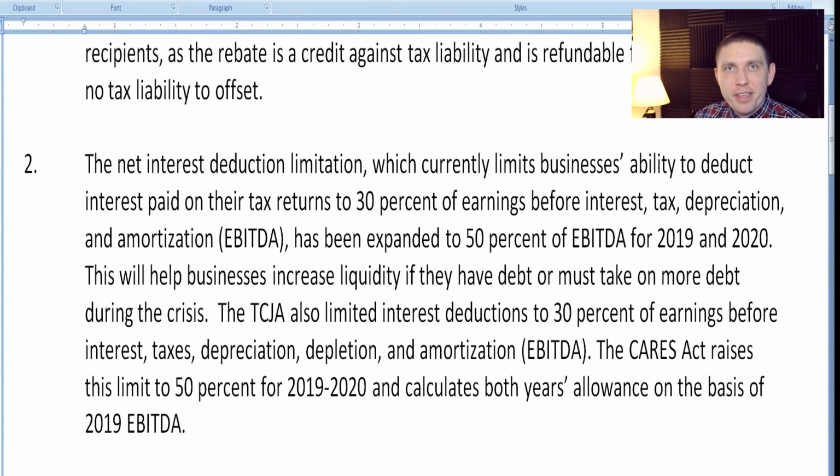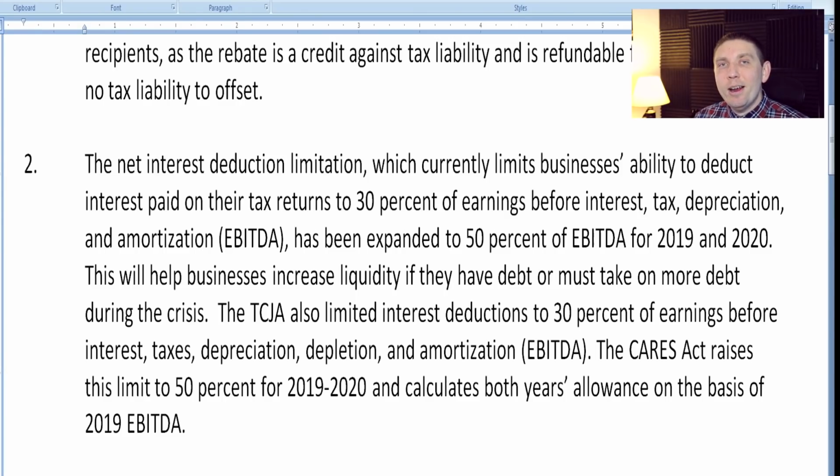With the Tax Cuts and Jobs Act, they limited the amount of interest one could deduct to 30% of their EBITDA. EBITDA stands for, I know it's a fun word to say, right? Earnings before interest, taxes, depreciation, and amortization. So that's EBITDA. But they would limit it to 30%.